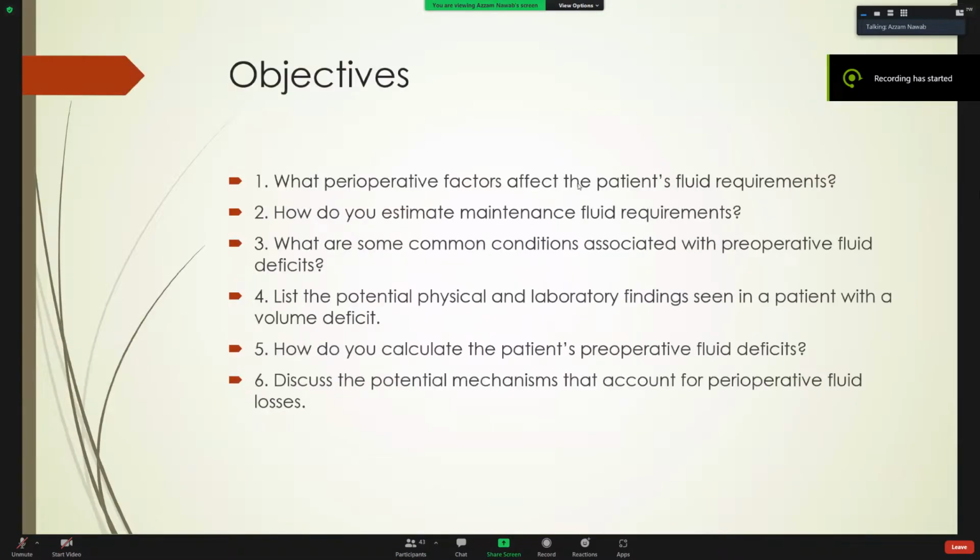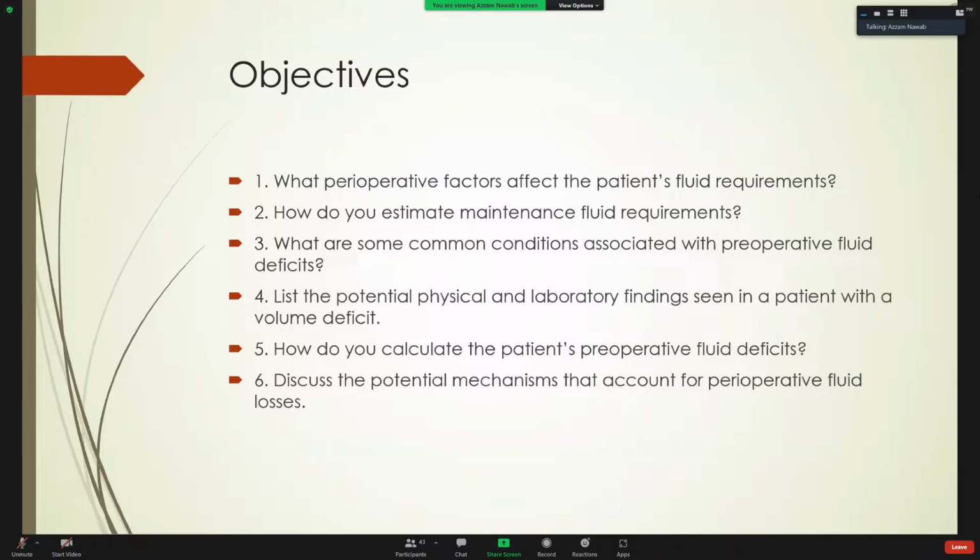The fluid balance and resuscitation. The perioperative factors that affect patient fluid requirement. How do we estimate maintenance fluid requirement? What are some common conditions associated with preoperative fluid deficit?